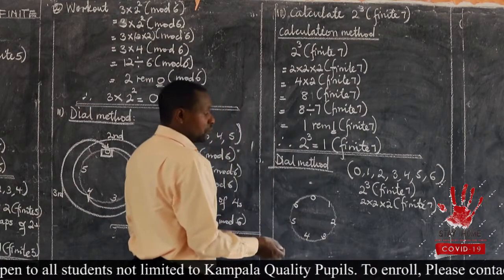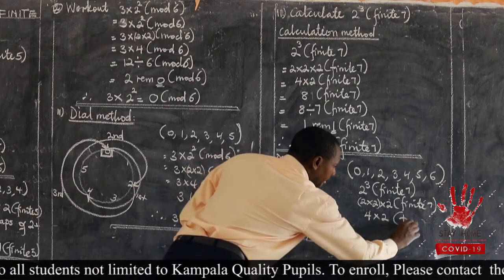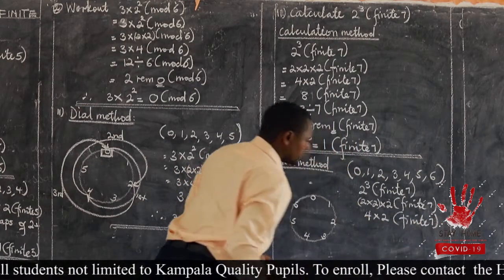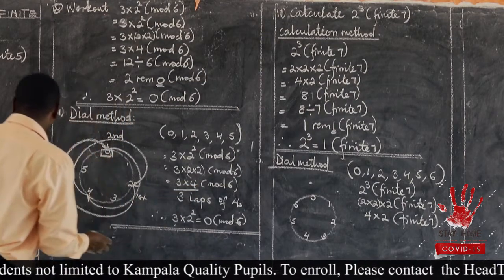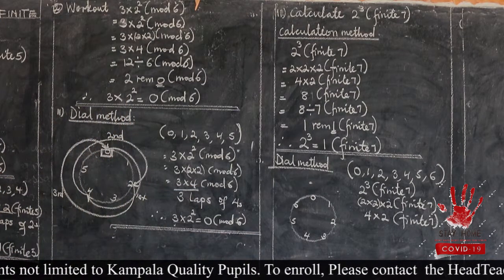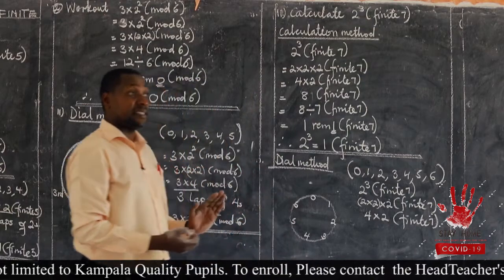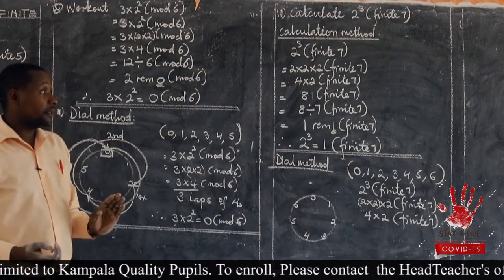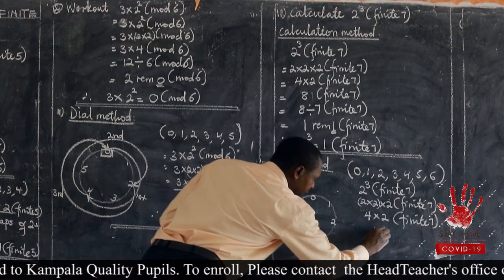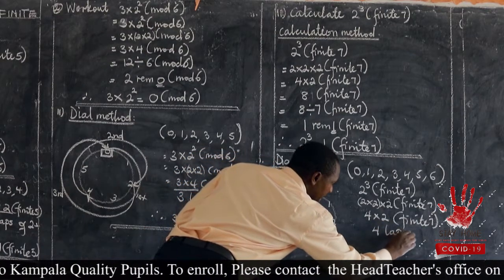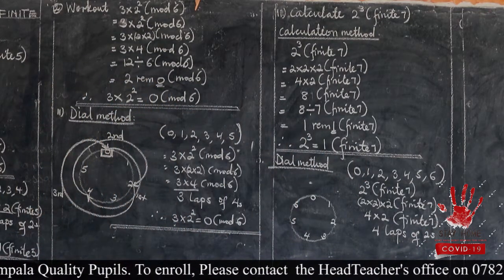So I can decide to multiply the first twos, and I get 4 times 2, finite 7, whereby now I interpret it the way I've been doing here, as long as there are any two categories. Somebody may even multiply the other two, no problem. It will remain the same if you look at the commutative property. It doesn't make any change. So we shall have four laps of twos. We are going to make four of them, but each lap must have two.